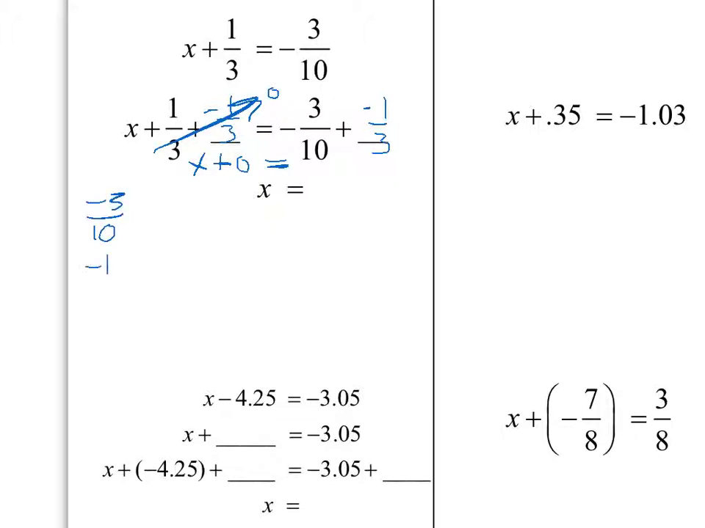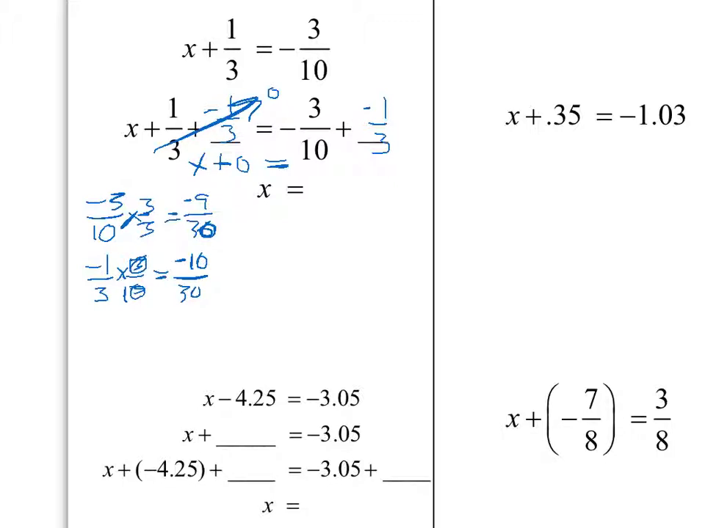Now, this is what makes things tricky about fractions, is we have to go ahead and make sure that we do have common denominators, just like always. Oops, that's 10. It's 30. So I have negative 9 thirtieths plus negative 10 thirtieths.